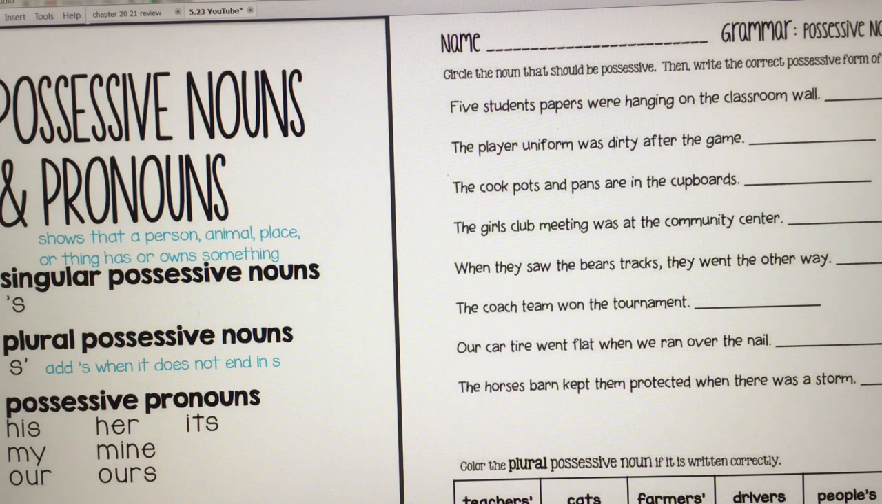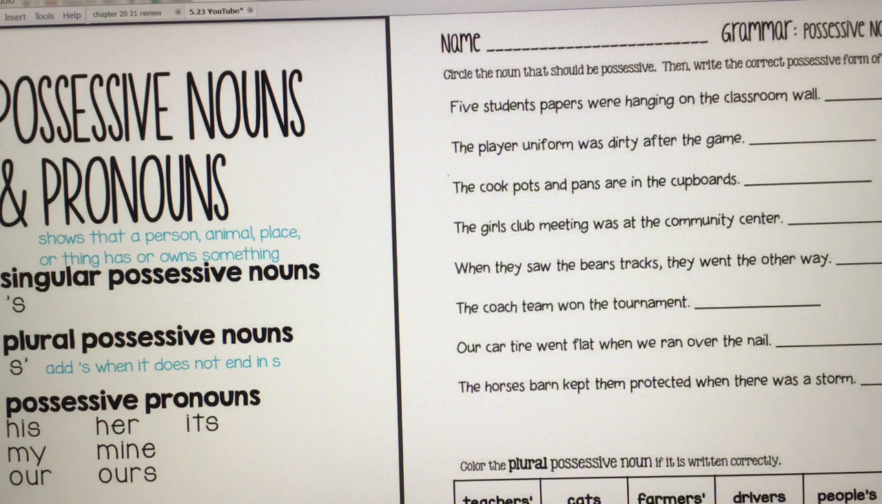It says circle the noun that should be possessive. Then write the correct possessive form of it on the line. So it already has the noun. We've got to take a look if it's singular or plural. I'm not going to circle it. I'm actually going to highlight because it's going to be a little bit easier on my computer.